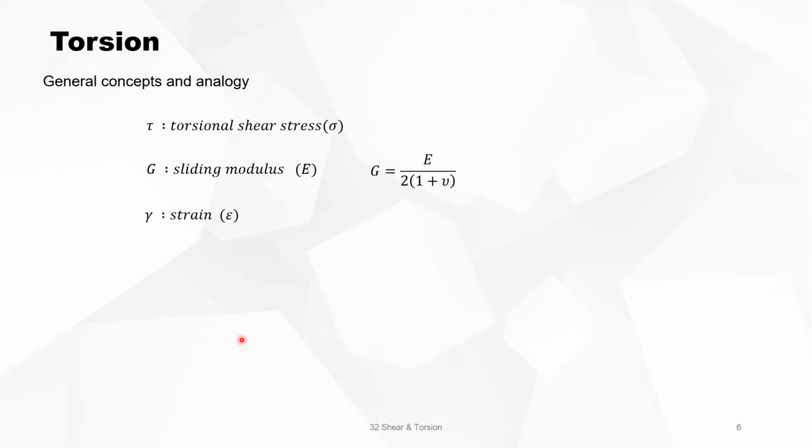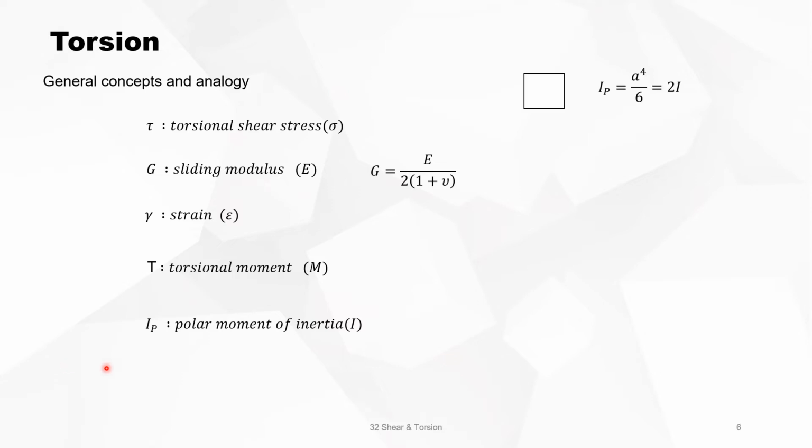The general concepts and analogy. Tau is the torsional shear stress. You can compare it with the shear stress under bending. G is the sliding modulus. You can compare it with E. And the sliding modulus is related to the modulus of elasticity and the coefficient of Poisson nu. We have the strain gamma, the torsional moment, and the polar moment of inertia.